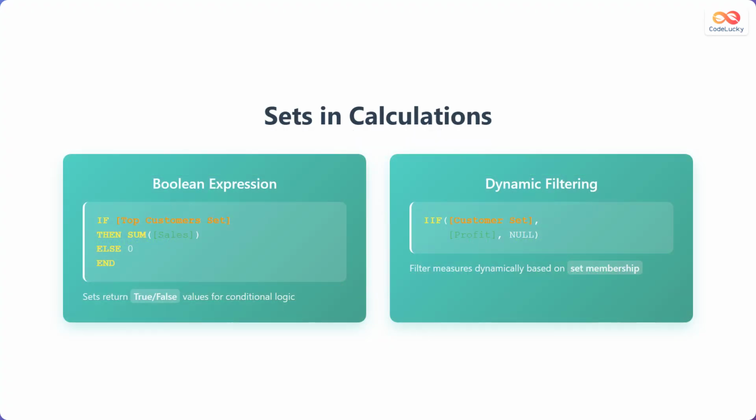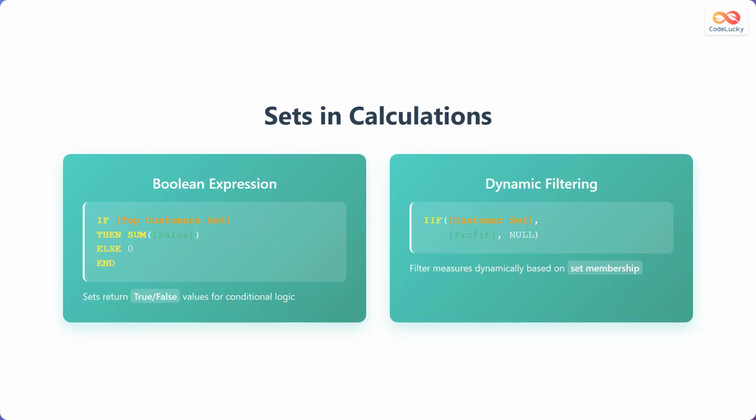Sets are powerful Tableau objects that return true or false values, making them perfect for conditional logic and calculations. When you reference a set in a calculated field, it acts as a Boolean expression. For example, you can use an if statement that checks if a record belongs to your top customer's set, then returns the sum of sales, otherwise returns 0. This creates a calculation that only shows values for your top customers.